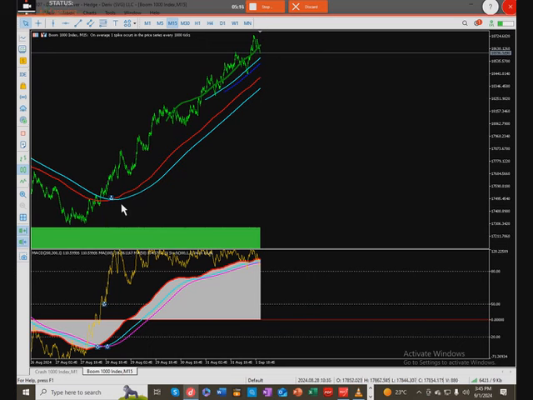Second thing, when you go for buy, please make sure that you have at least 100 US dollars in your account. Then you can trade the spikes.